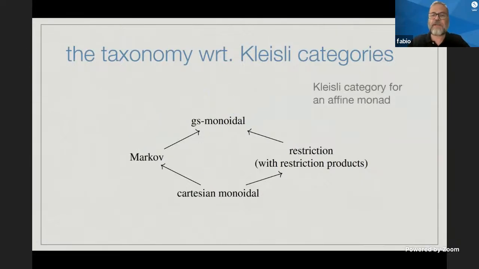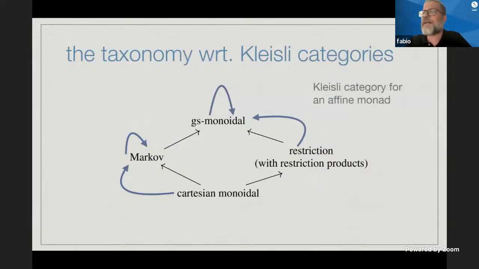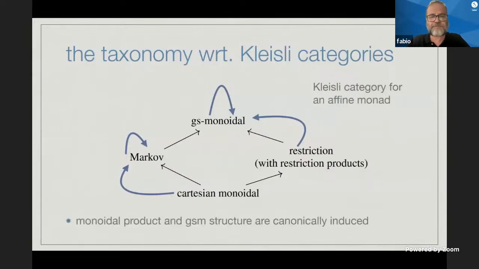What happens with the same taxonomy, but now with an affine monad? Well, it works like this. If I start with a Cartesian monoidal or a Markov category, I always end up in a Markov category. If I start with a restriction category or a gs-monoidal category, I end up in a gs-monoidal category. But then you may ask, it's quite different from the usual definition of affine monad that I heard so far. Not really. Let me try to point out why.